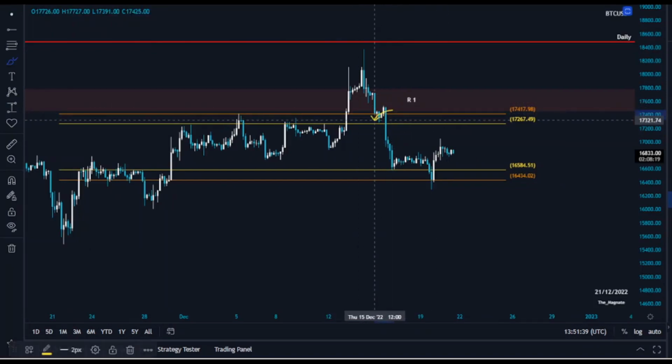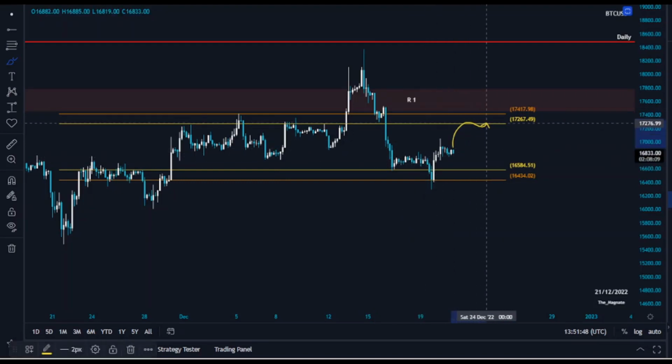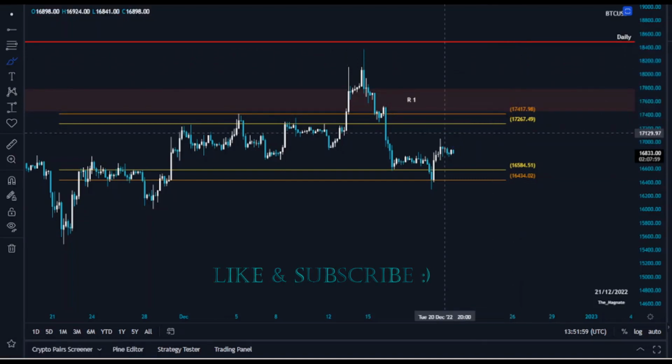However, once we lost this level, the 4-hour went heavily under the bears' control, and at the moment, it is struggling to break the important level. So in order to be bullish based on the 4-hour time frame, we have to claim $17,400 to $17,500, and then the first target level is going to be the daily. However, it is very early for us to talk about it.